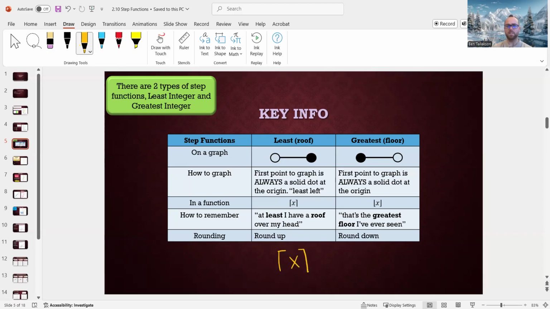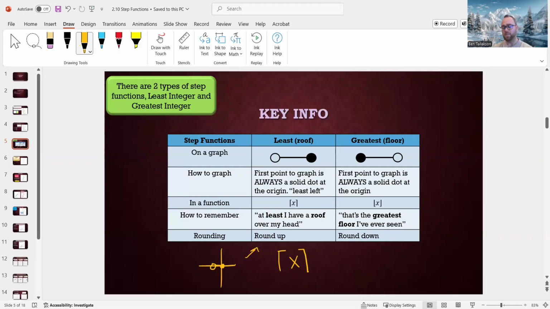Okay, that is what it looks like on a function, like it says over here. And these line segments are how it looks on a graph. Okay, so let's keep going down the list. Least: the first point you graph is always the solid dot at the origin. Boom, right there. And then we say least is left, because your line segment is going to go over to the left with your open dot over there. Okay, now that is for least.